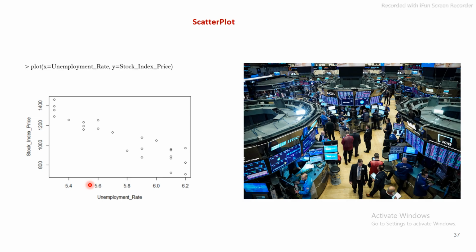Okay. So if you plot unemployment rate against this stock index price, you can see this is going down. This is showing a negative correlation, because as unemployment increases, the stock index price decreases. So they are in the reverse direction. A scatter plot will give you an idea how your data is behaving and in which direction your data is moving.